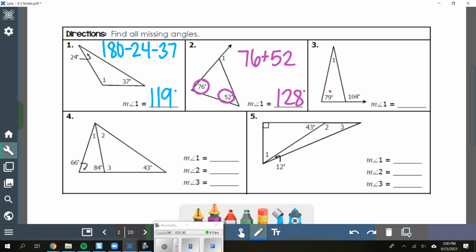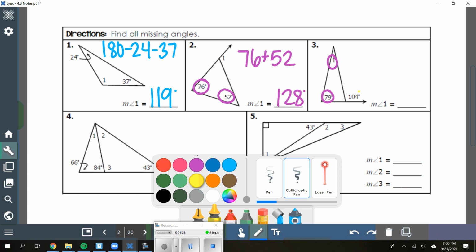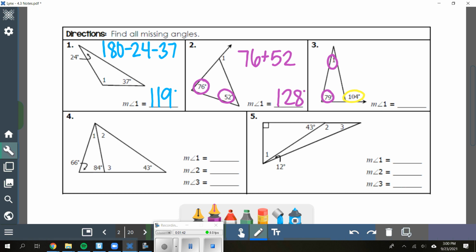On 3, I have 1 on the inside and 1 on the inside, and I have 1 on the outside. But the one on the inside, angle 1, I'm missing. Well, your 2 inside angles should add up to equal your outside. So if I have my outside, I can take away one of my insides to get the missing inside, 25 degrees.